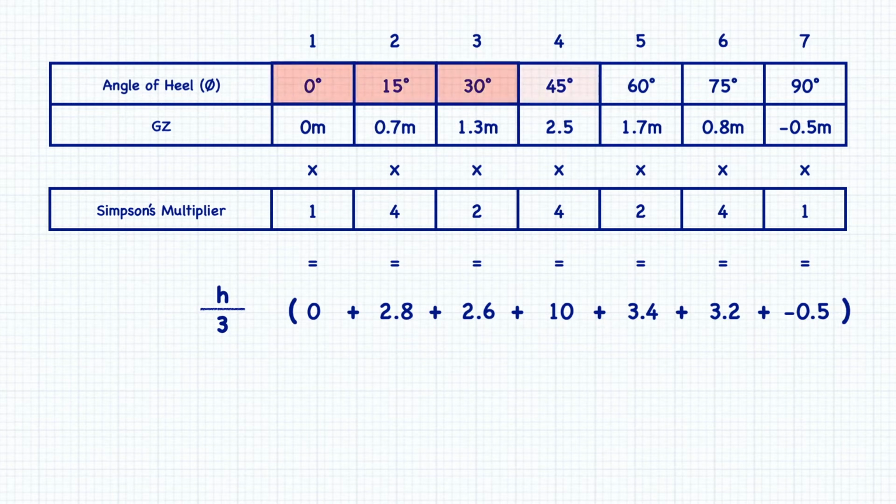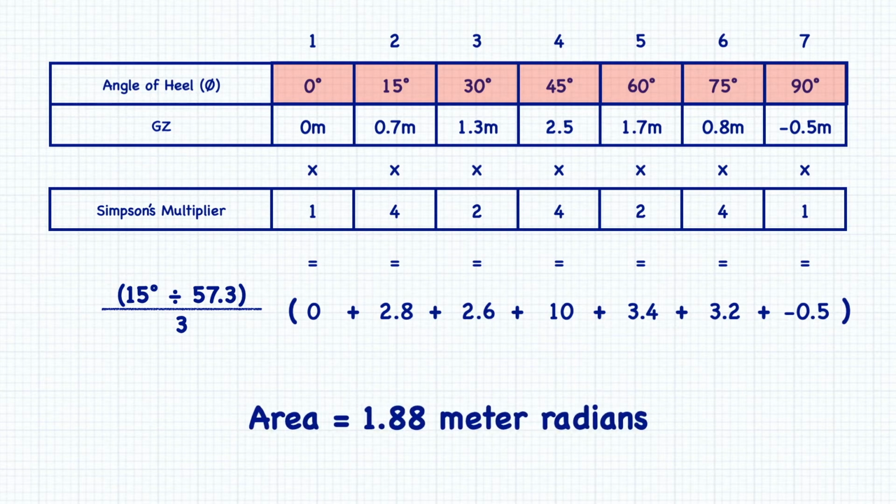Because there are 15 degrees between each ordinate, the interval is 15 degrees. However, the interval needs to be converted to radians in order to do the calculation properly. So the interval h is 15 degrees divided by 57.3. When everything is calculated out, we find the area under the curve to be 1.88 meter radians.